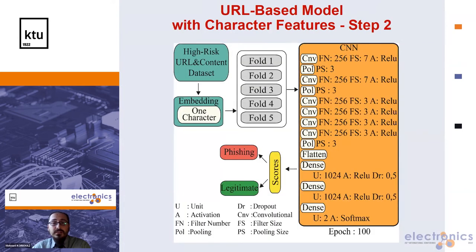Character analysis. This is the second step. URL-based model with character features. As seen in the figure, character-based embedding is used in the URL-based approach. All letters are converted to lowercase in the preprocessing step. The figure shows our CNN model, which we used.